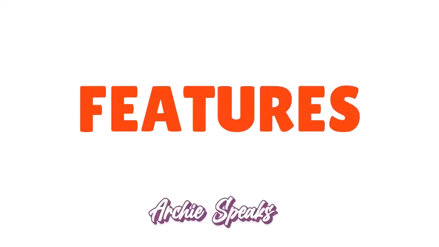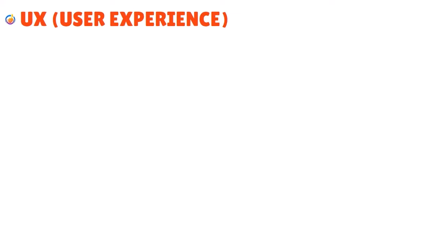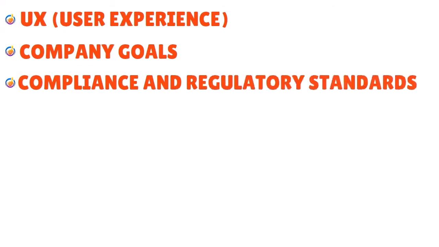Let's talk about the features here. So when you think about Kashoo, you have a constellation of features to really think about. So when we talk about accounting software for small business in general, you have to think about three things. Number one, UX, so user experience. Number two, your goals, your company goals. And number three, compliance and regulatory standards.